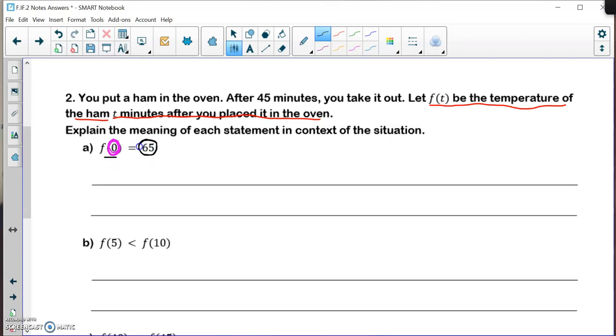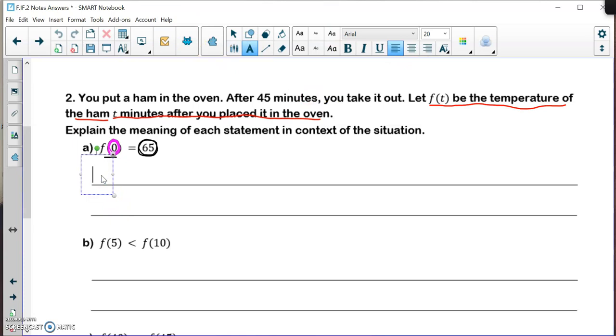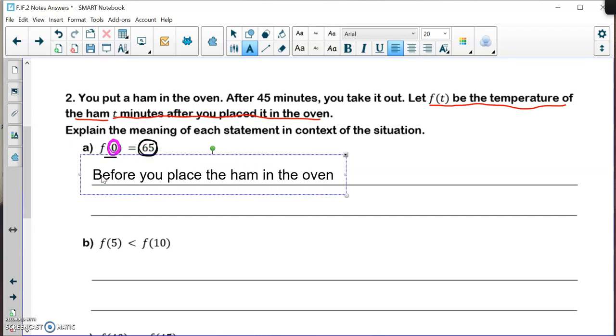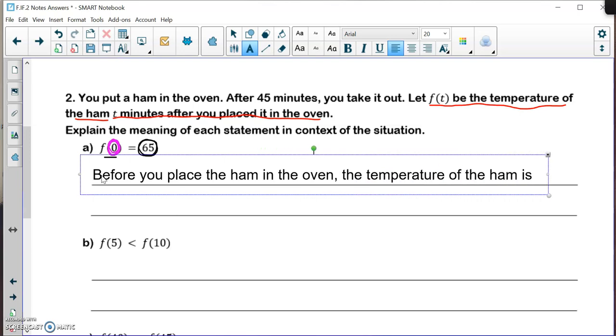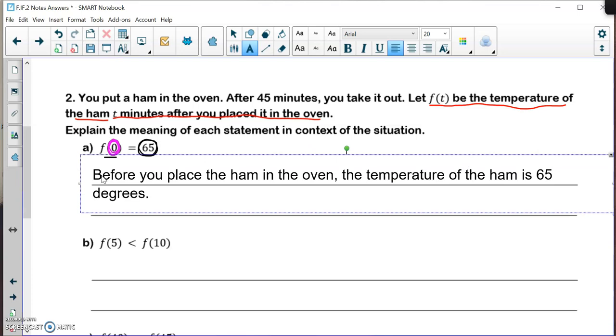The 65 represents the Y value, or in this case the F of t value, which is the temperature of your ham. So right now you placed the ham in the oven for 0 minutes, and the temperature of your ham is 65 degrees. So basically, before you place the ham in the oven, because they haven't placed the ham in the oven yet, the temperature of the ham is 65 degrees.